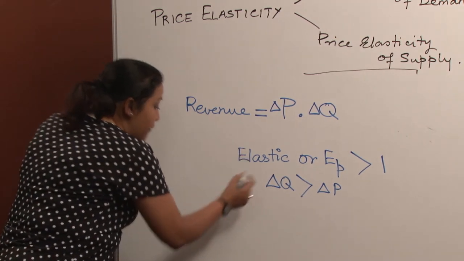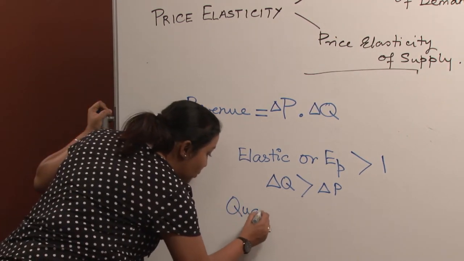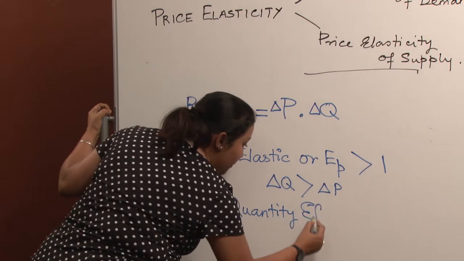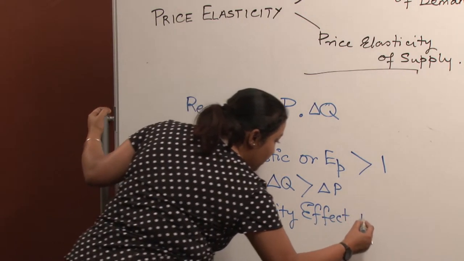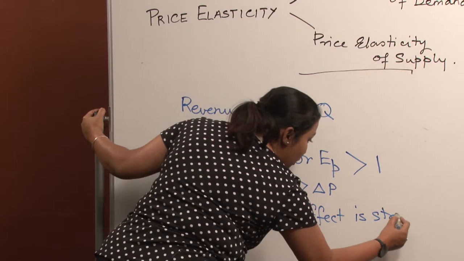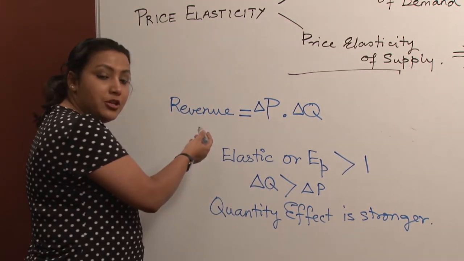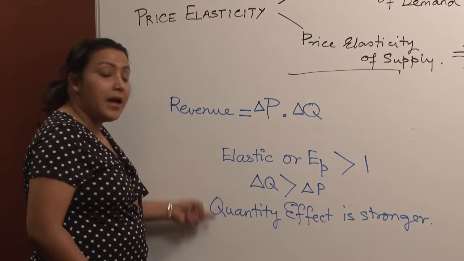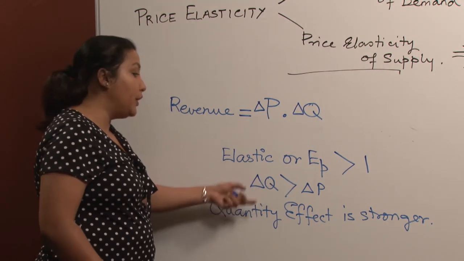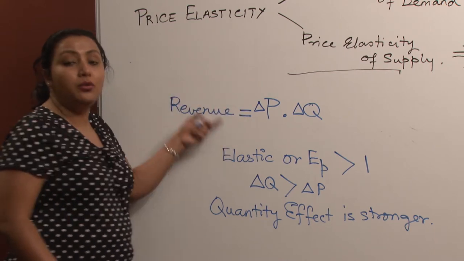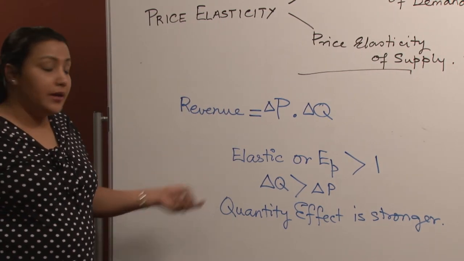So can we say for all these commodities, the quantity effect is stronger? So the impact on revenue is driven by the quantity change. If quantity goes up, then revenue goes up. If quantity goes down, then revenue goes down, right?